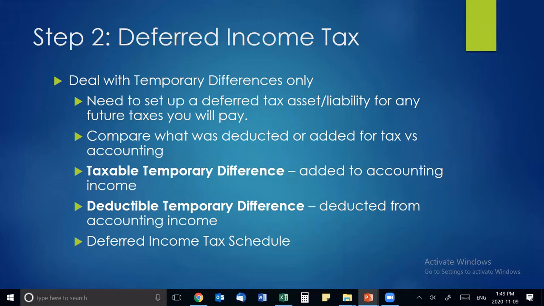There's 2 types of temporary differences. There is taxable temporary differences, which is added to accounting income. And then there's deductible temporary differences, which is deducted from accounting income. So remember, we added a bunch of items to accounting income to get taxable income, and we deducted a bunch of numbers to get taxable income. So they're just called taxable temporary differences or deductible temporary differences.